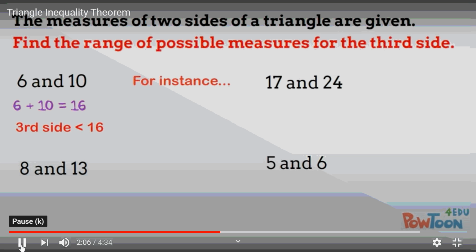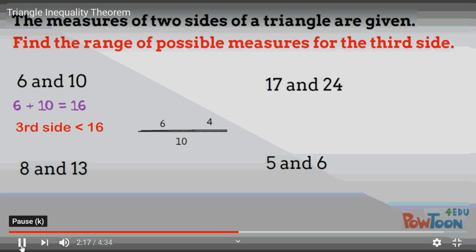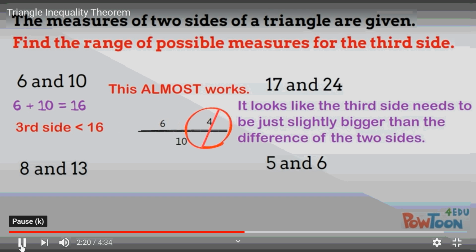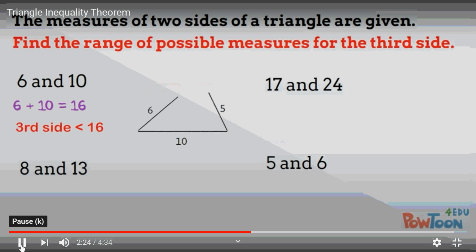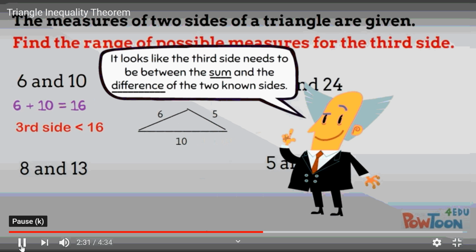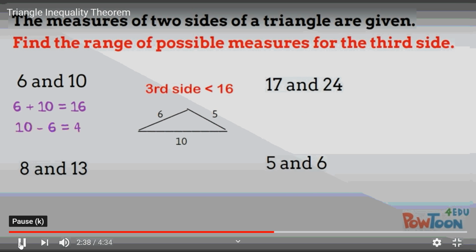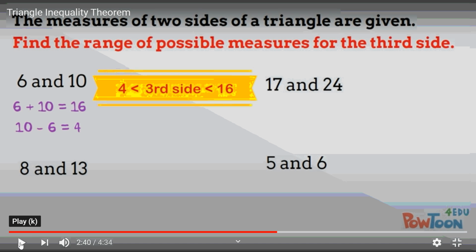So the third side can't just be any number less than 16. So for instance, if we have 6 and 2, notice how those don't create a triangle. 6 and 4 also doesn't create a triangle. So it looks like the third side must just be slightly bigger. So it looks like the third side needs to be between the sum and the difference of the two known sides. So if we have two sides that are 6 and 10, then the third side must be less than 16, but greater than 4. So let's watch these next ones.